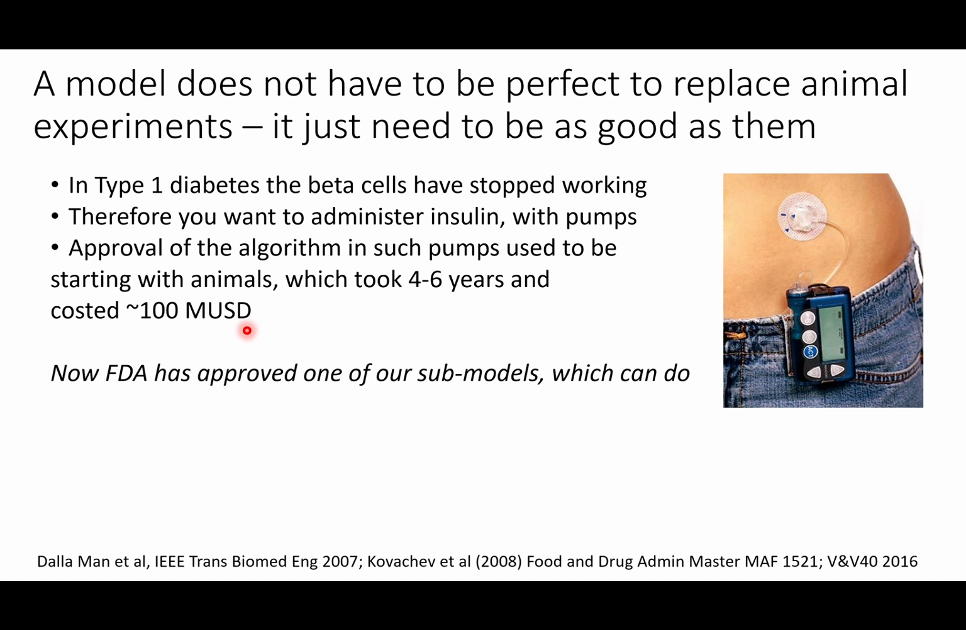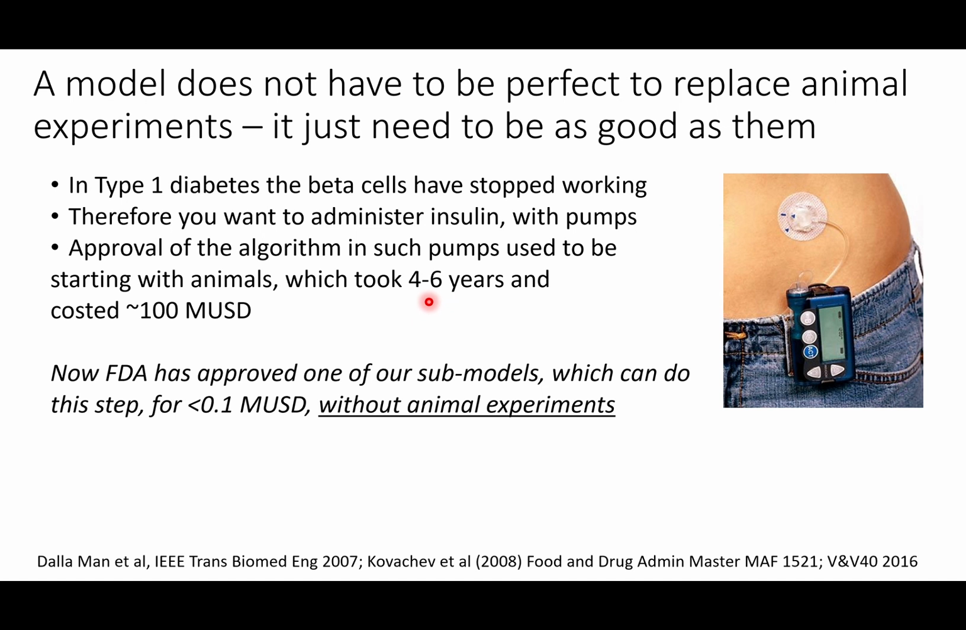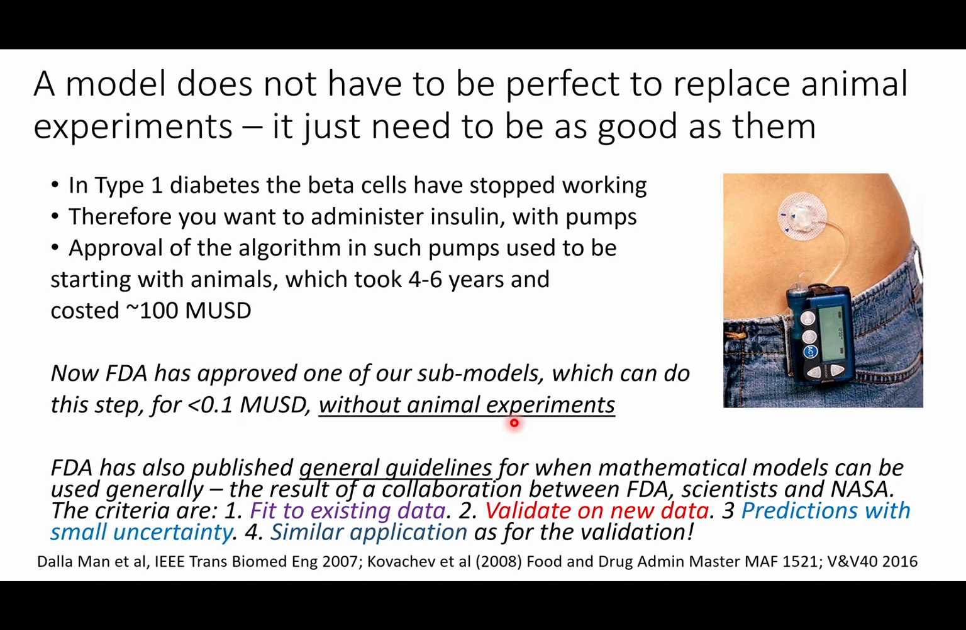But now the FDA has approved one of the sub-models that we have incorporated into our multi-level model, the one I showed you on the previous slide. And these can do this step not only much faster than 4 to 6 years. I mean, computer simulations take almost no time. But it's also much cheaper. So instead of $100 million, it's less than 100,000, and without any animal experiments. And this special case was published more than 10 years ago.